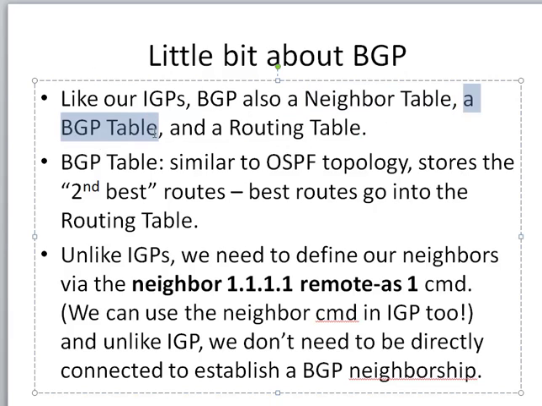A BGP table, as I have down here, is similar to the OSPF topology or database. It stores the second best routes. So that's your second table. And the third table, which isn't really part of BGP, but usually when we learn OSPF or EIGRP they do mention this as a third table, even though it's not really part of the protocol: the routing table, where the winners, the best routes, go. So once again, if you already know a little bit about OSPF and EIGRP, a lot of the stuff carries over to this as well.